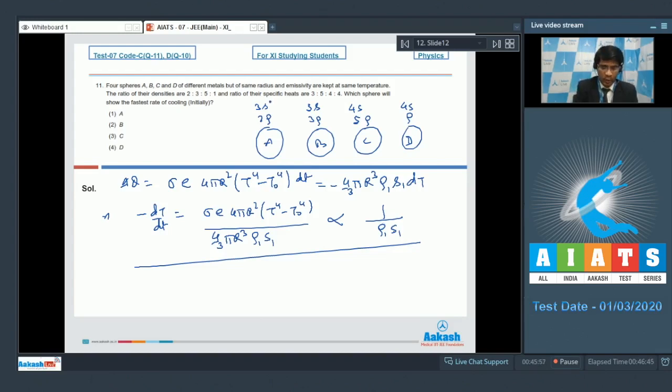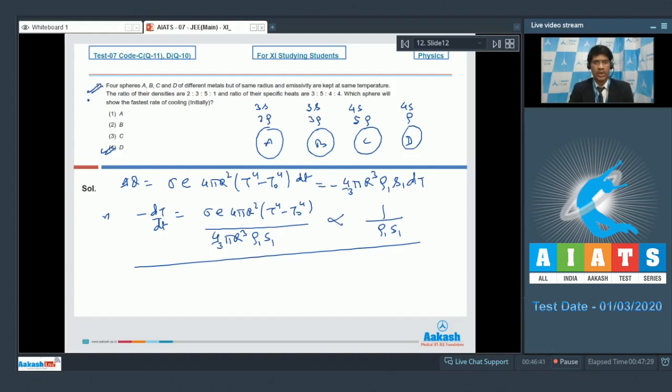So clearly we see this product here is 6, then 15, then 20 and this is 4. So smaller the product of density and specific heat capacity, higher is the rate of cooling. So we are confirmed that body D shall have the highest rate of cooling. That means option 4 is the correct answer for question number 11.